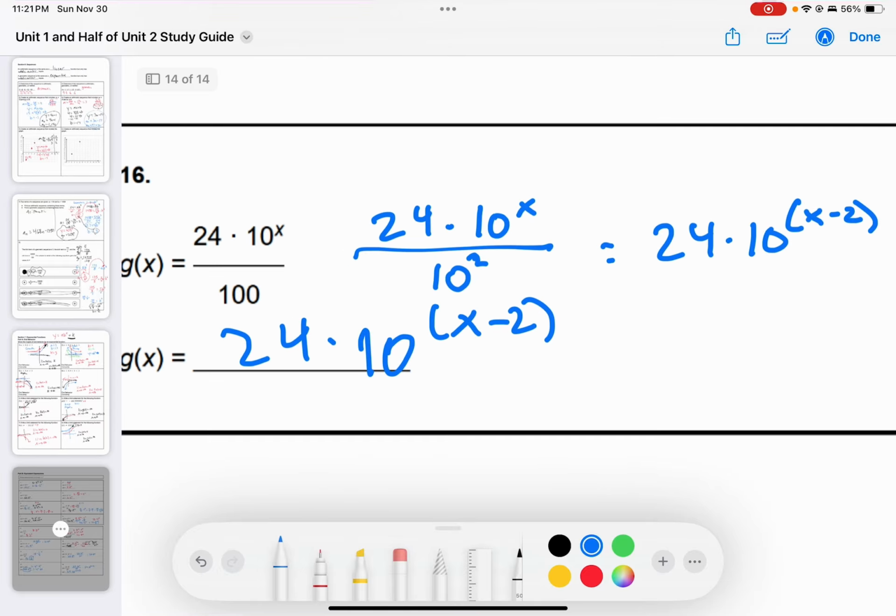Because why am I subtracting these? Because division with exponents turns into subtraction.